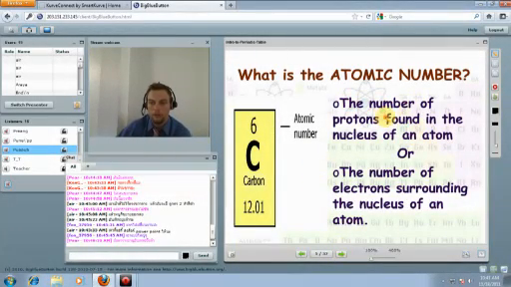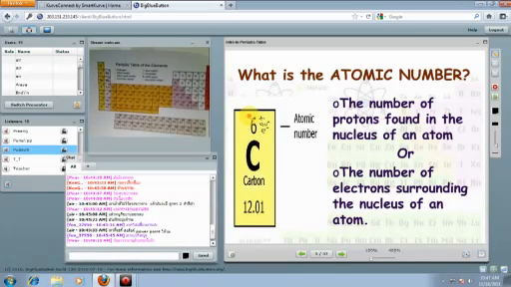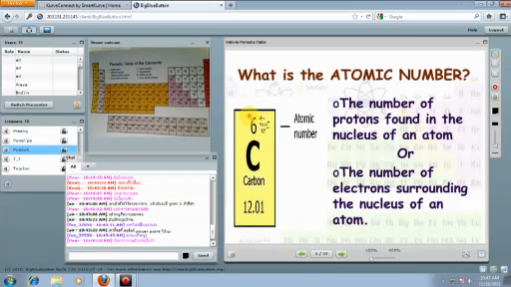The number of protons found in the atom nucleus is the atomic number. So this is the protons, or the number of electrons surrounding the nucleus. Okay? Atomic number, most important number. Some periodic tables only give you the atomic number.